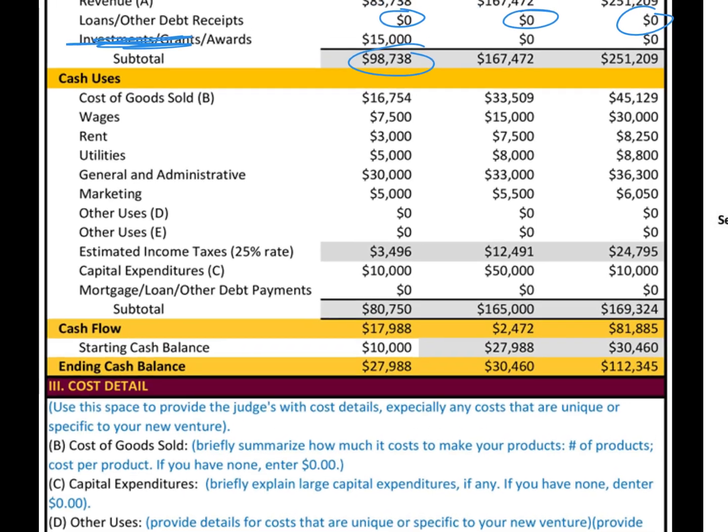So cash uses, cost of goods sold. Let's say you have a t-shirt business and you're selling your t-shirts for $25. They're custom screen printed. Well, in order to custom screen print a t-shirt, you must first buy a blank t-shirt. The cost of that shirt, let's say it's $8. That is cost of goods sold.